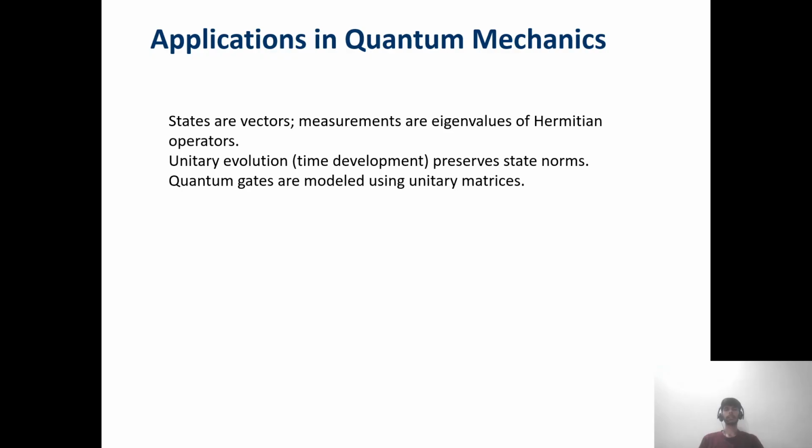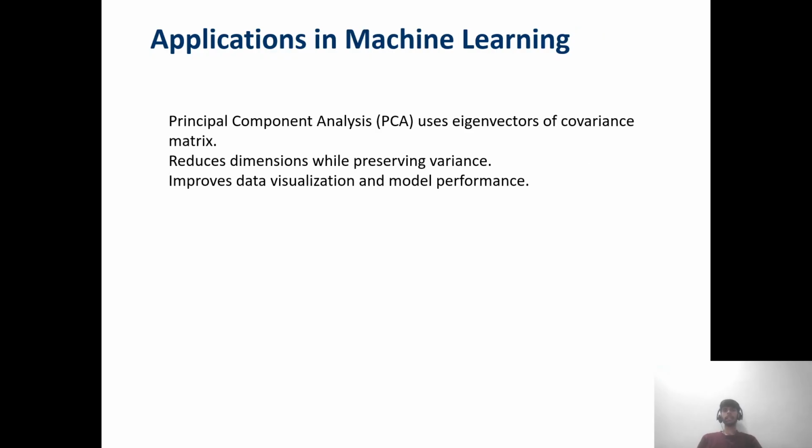In machine learning, especially in principal component analysis or PCA, we use eigenvectors of the data's covariance matrix to reduce dimensions. This allows us to retain the most important features of a dataset while ignoring noise and redundancy. Eigenvalues tell us how much variance is captured by each principal component, which makes the data more manageable and often improves the performance of models.